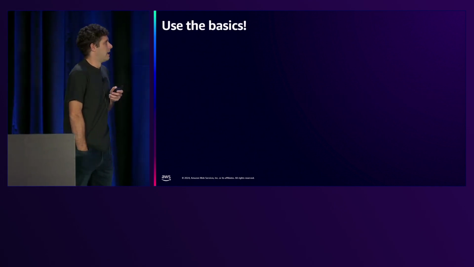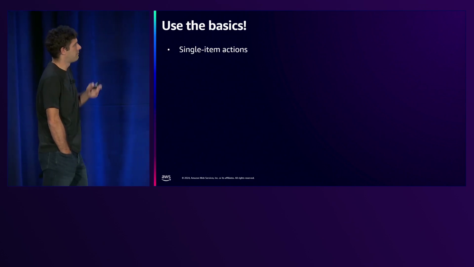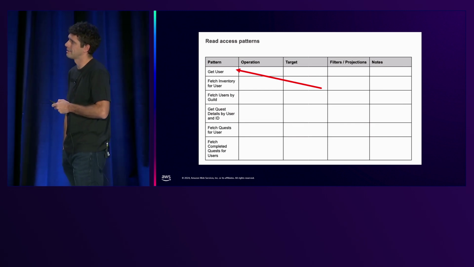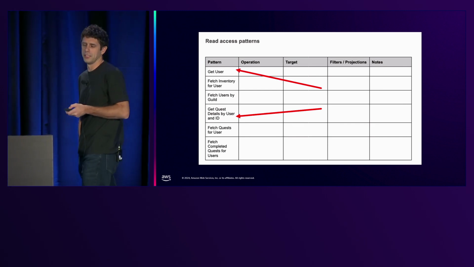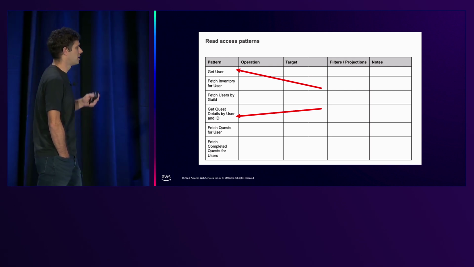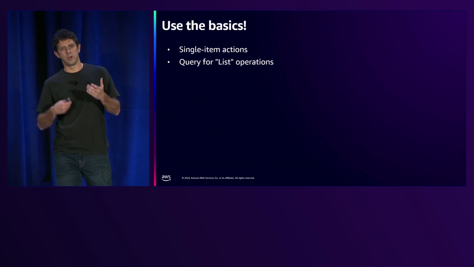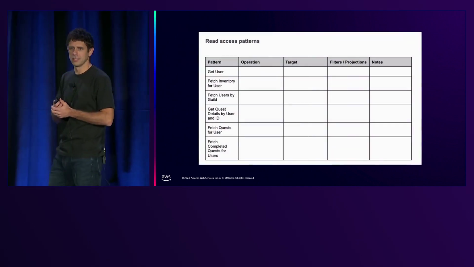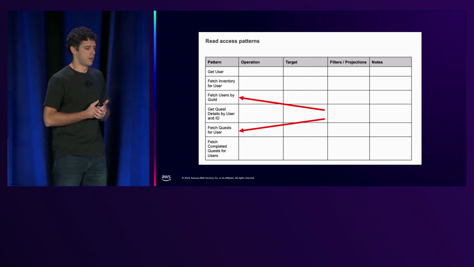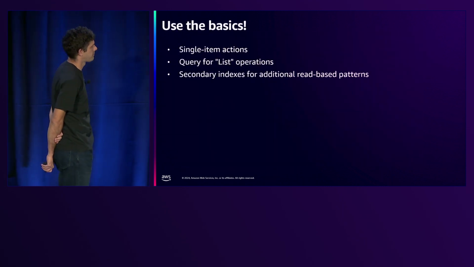And this is where, again, I want to plead: just use the basics. Don't get too wild with this stuff. A lot of your stuff should fall into the core stuff, single item actions. If we go back to those read access patterns, getting a user by their username, getting a quest by a user and ID, those things should be pretty straightforward in terms of how you handle those. You'll sprinkle in some query operations for when you need to list multiple records, right? So fetching all the users for a guild, getting all the quests for a user. Again, this should be pretty straightforward, simple stuff here.